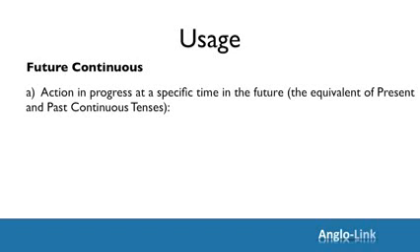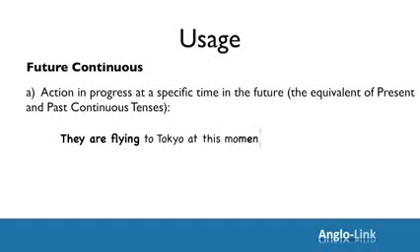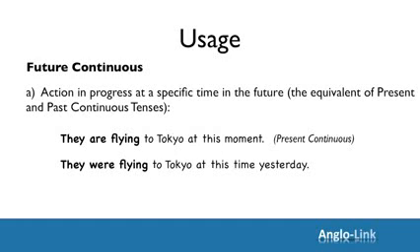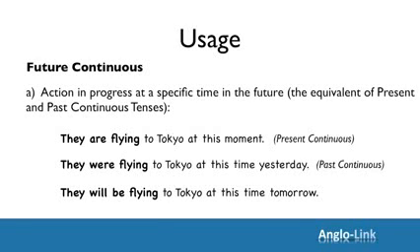For example, in the present continuous, you would say they are flying to Tokyo at this moment. In the past continuous tense, you would say they were flying to Tokyo at this time yesterday. And in the future continuous tense, it will be they will be flying to Tokyo at this time tomorrow.